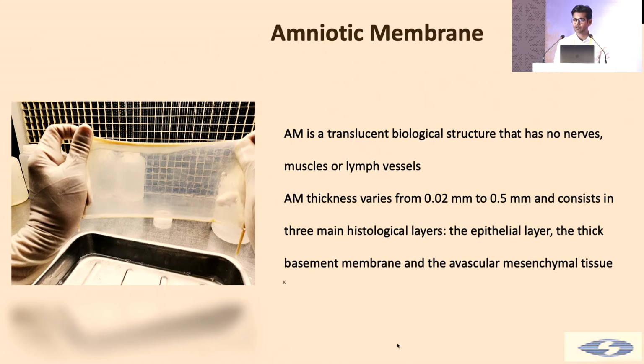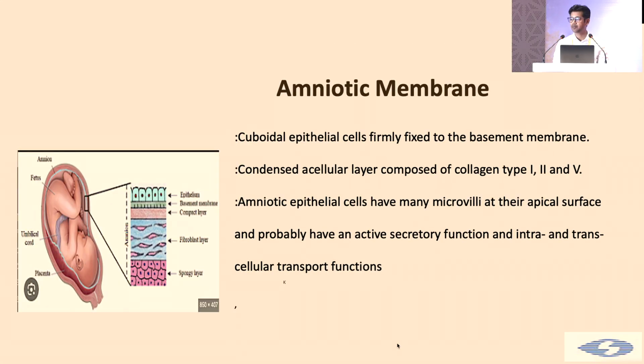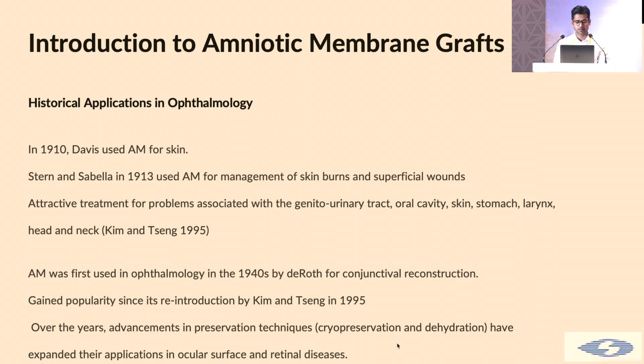Its thickness varies from 0.02 mm to 0.5 mm and it consists of three main histological layers: the epithelial layer, the basement membrane, and the avascular mesenchymal layer. The epithelial layer has cuboidal cells which are firmly attached to the basement membrane, which is a condensed acellular layer composed of collagen 1, 2, and 5. Amniotic membrane epithelial cells have microvilli at their apical surfaces and probably have an active secretory function.